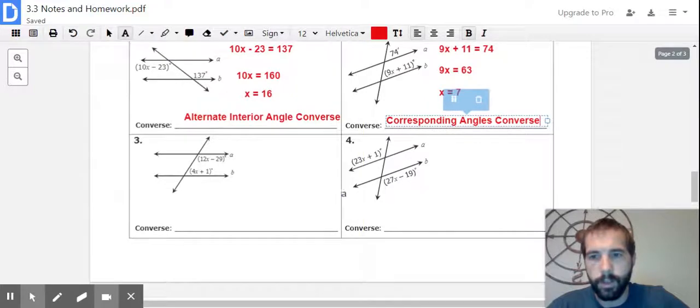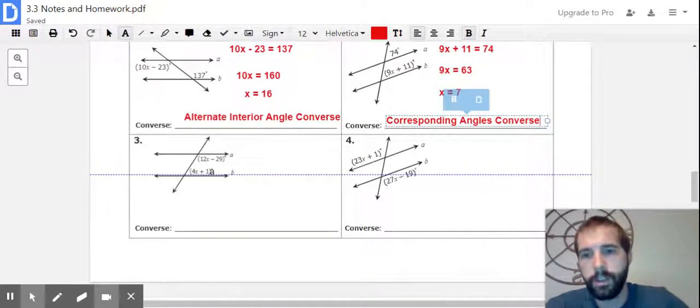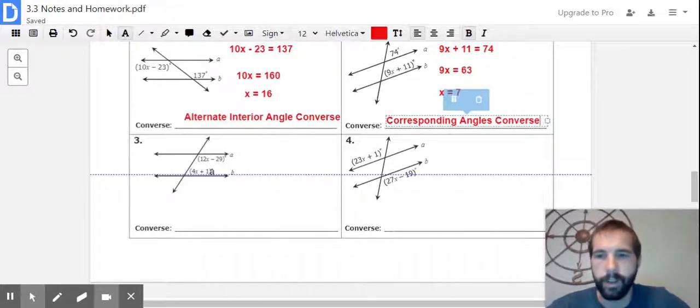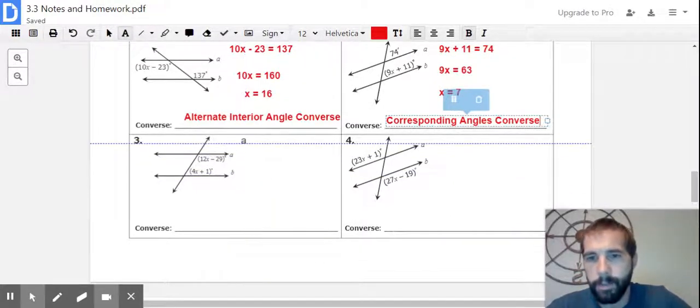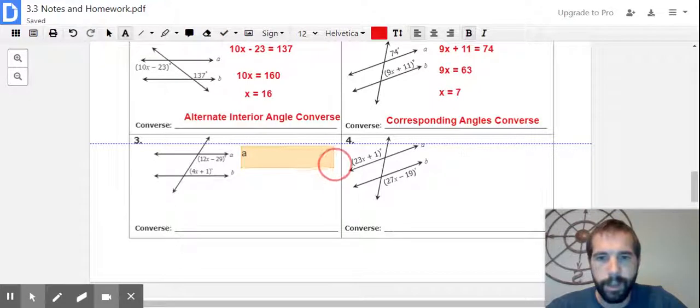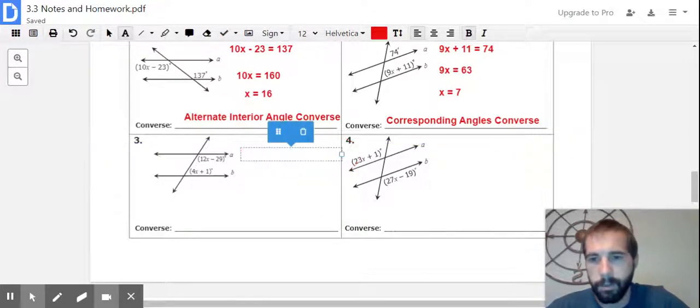All right, the next one looks like those two angles that are given are in consecutive interior positions. So remember that if the consecutive interior angles are supplementary, then the lines would be parallel. So we're trying to figure out what x is going to be if the consecutive interior angles are supplementary. So we're going to say 12x minus 29 plus 4x plus 1 equals 180. So if those two angles add up to 180, or in other words, the consecutive interior angles are supplementary, then the lines would be parallel.